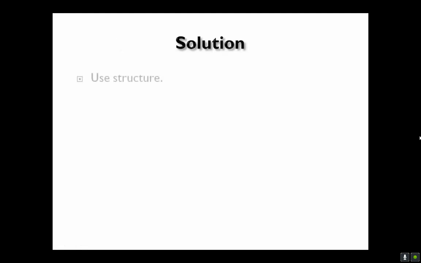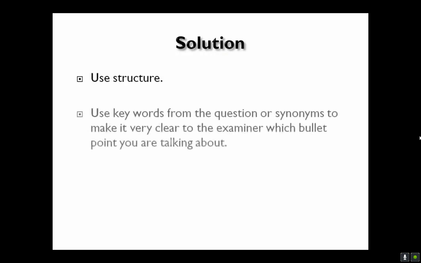So the solution to this is use the structure that I taught you in the previous module and use keywords from the question or synonyms to make it very clear to the examiner which bullet point you're talking about. So if you use the structure of purpose, bullet point 1, bullet point 2, bullet point 3, and you use keywords or synonyms from those bullet points or from the purpose, then it will be extremely clear to the examiner what you're talking about, and they'll be able to give you the high marks. If it is not clear, then they won't be able to give you those high marks.